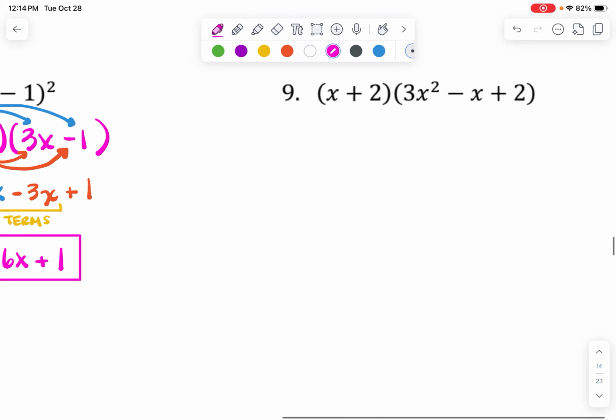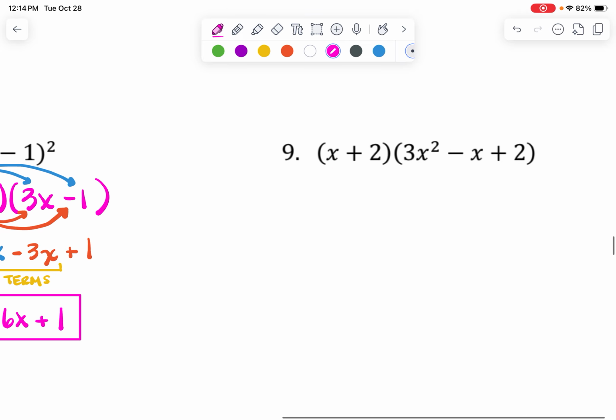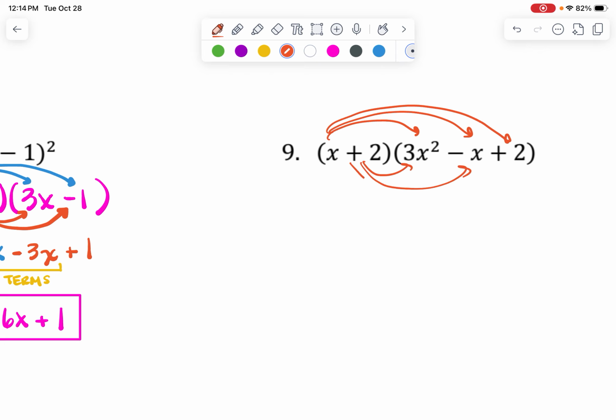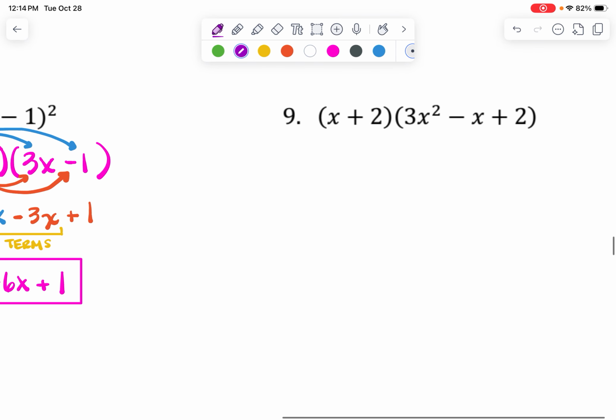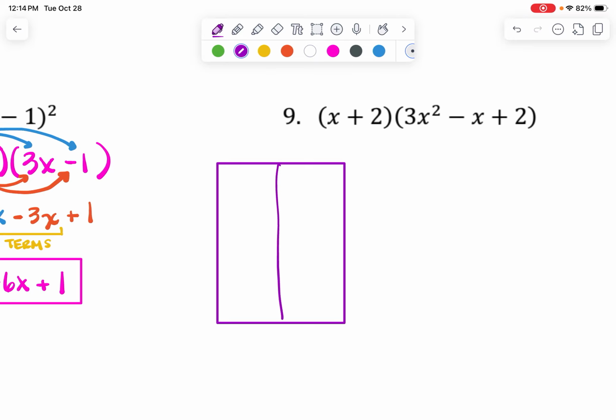All right. Number 9 is kind of a little challenge question here. This one is a binomial times a trinomial. So we're still going to double distribute, but now the x has to go to 3 terms, and the 2 has to go to 3 terms. We're kind of triple distributing, I guess. Now that's a lot of distributing, so I'm actually going to do the box method here. Anytime I get bigger than a 2 by 2, I use the box method. So if it's 2 by 3 or 3 by 3, I like the box method. But now that it's a 2 by 3, I need a 2 by 3 box, not a 2 by 2 box.